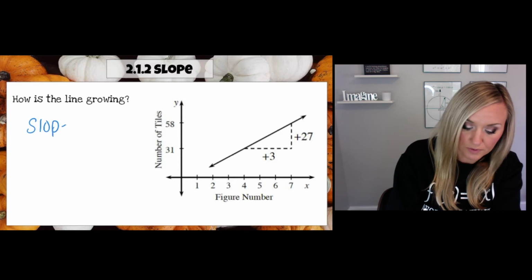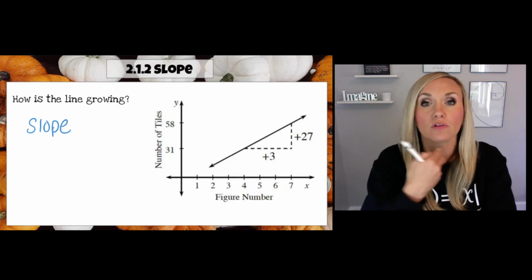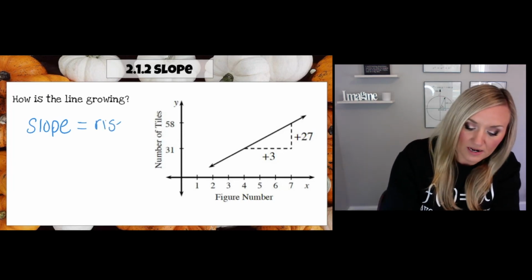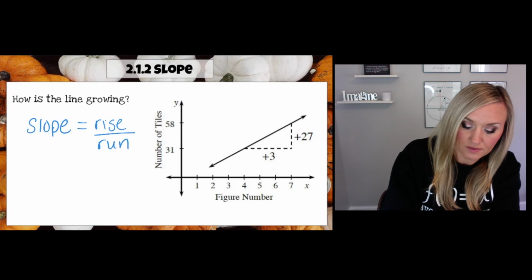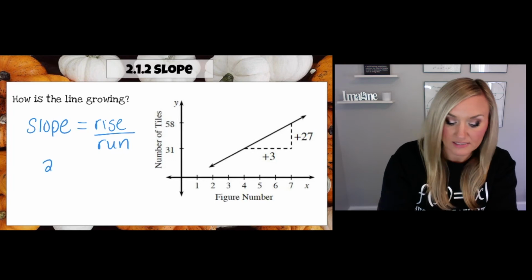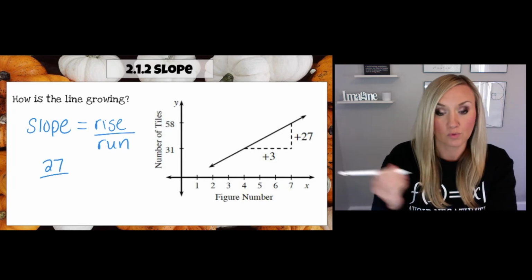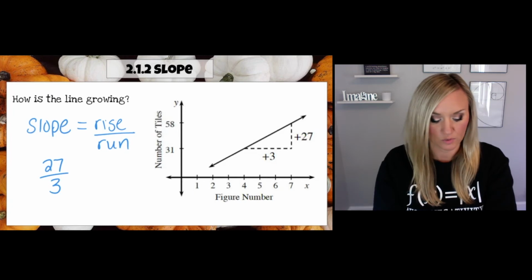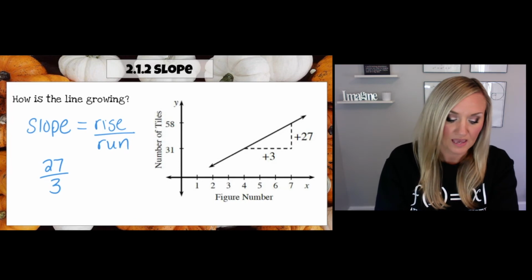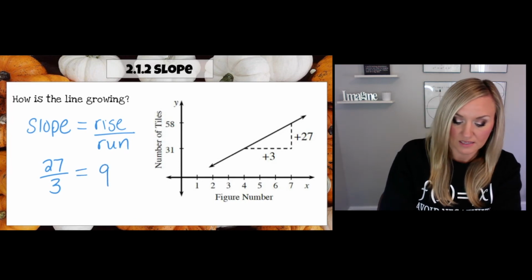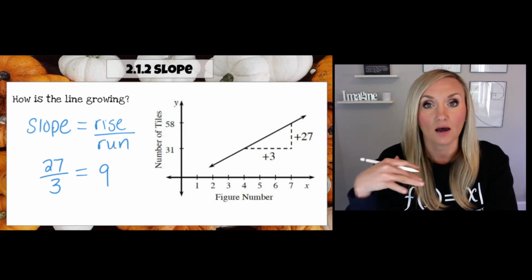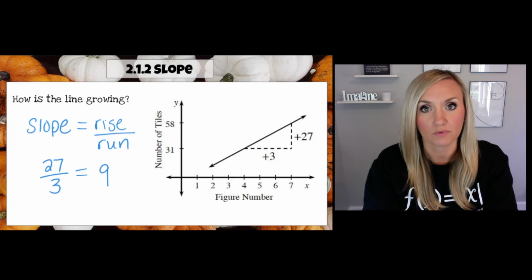So slope, right? Slope is how the line is growing. And when we talk about slope, we talk about rise over run, right? So how much is it rising and how much are we running? So it's rising up 27 and we're running over positive 3. And notice that there are positives in front of it because sometimes we're going to have negative slopes too. And 27 divided by 3 is 9. And so our slope is 9. And this line is growing 9 over 1, right?